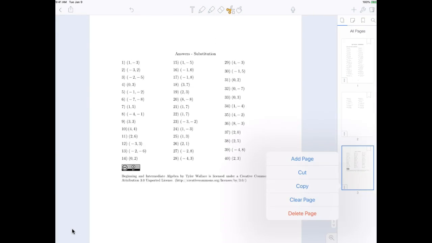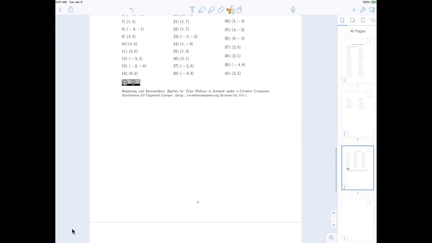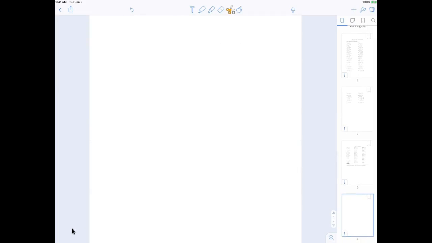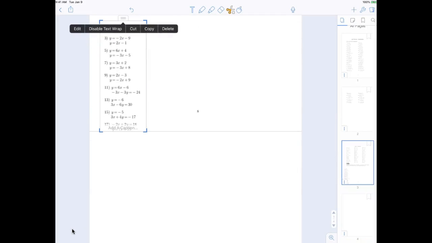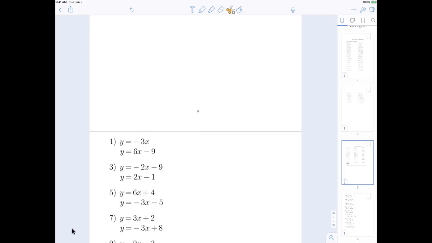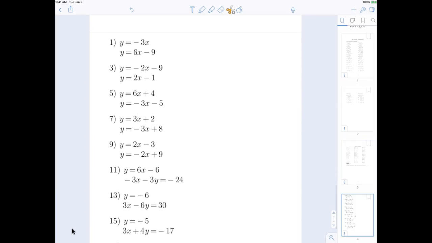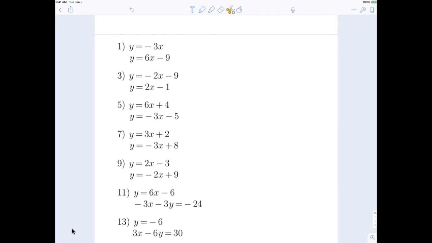So here we go. You can kind of do the same thing I did here. I just opened it up more. All right. Now, for question number 1, the reason why it's called substitution is because you're going to substitute one equation in for the other.